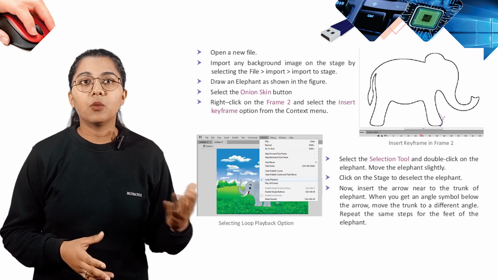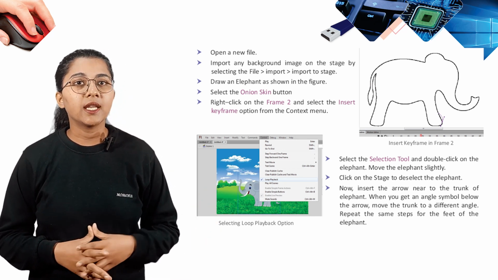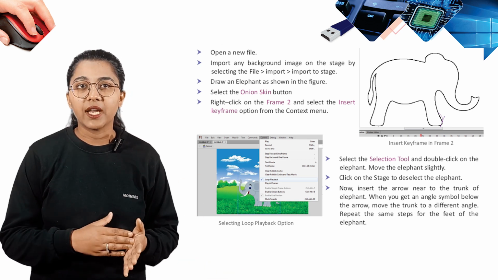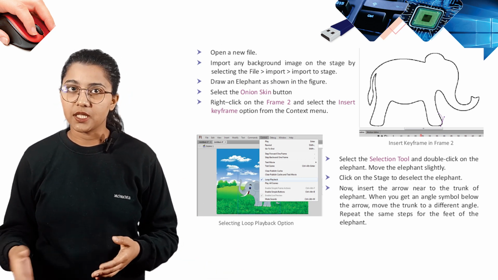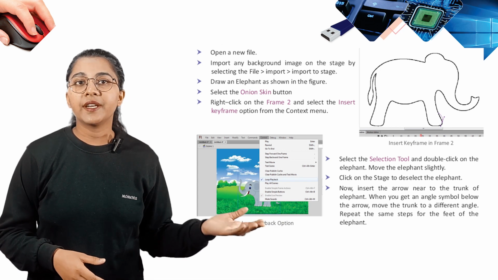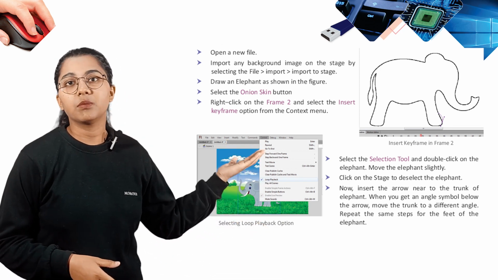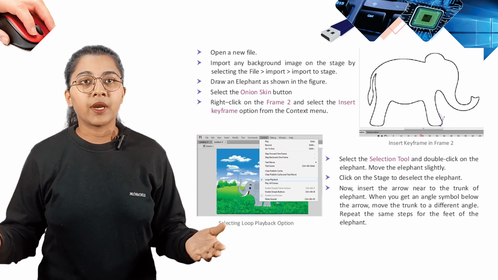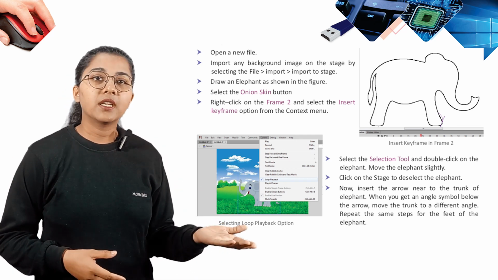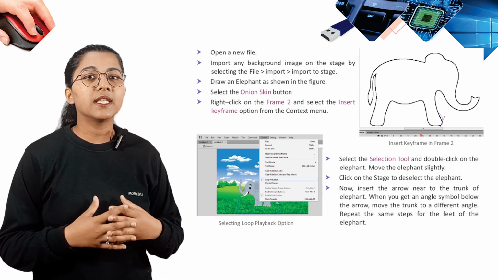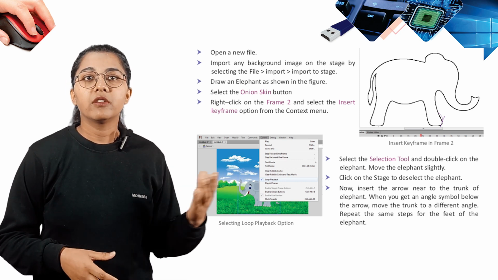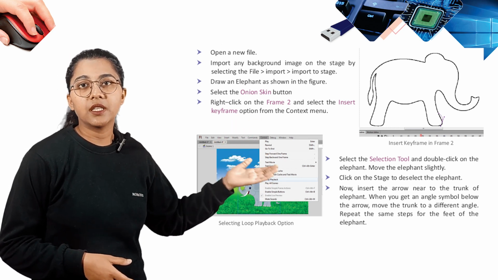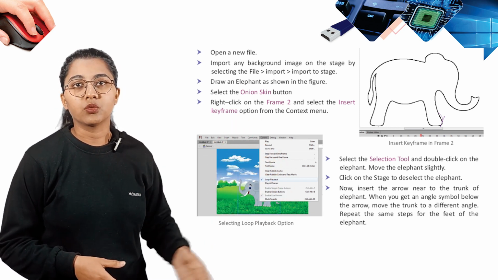So firstly, open a new file, then import any background image on the stage by selecting File, Import to Stage. Now draw an elephant as shown in the figure. Here you can see the picture of an elephant. Then next, select the onion skin button. Then next, right click on frame 2 and select the insert keyframe option from the context menu. Here you can see the interface of insert keyframe in frame 2.